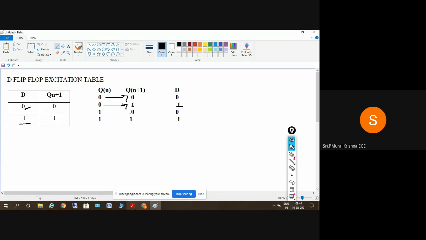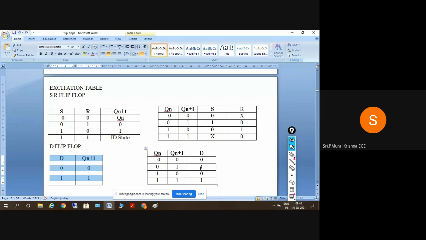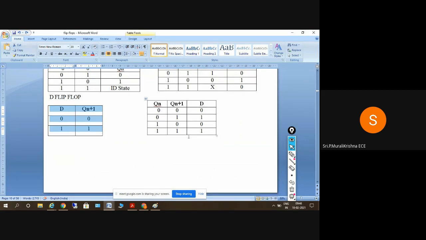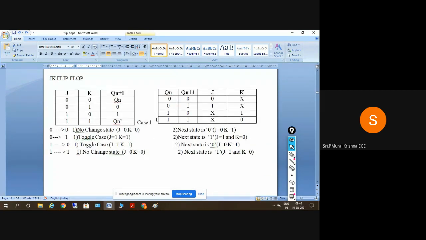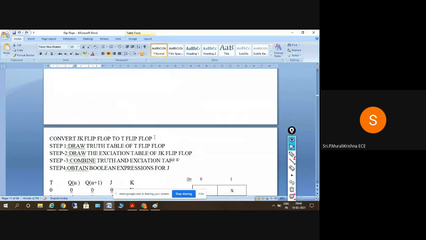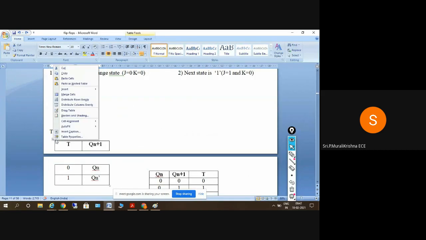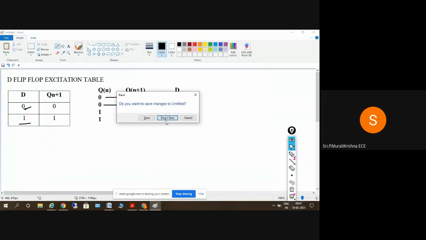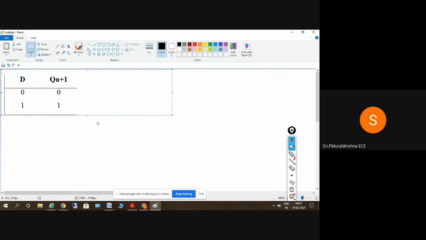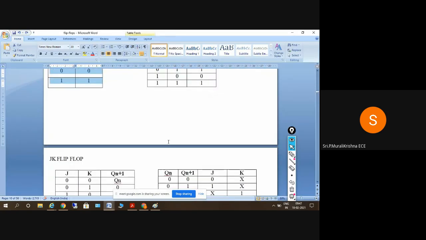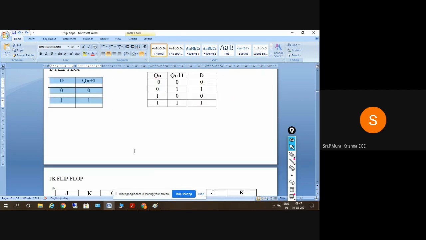So what we'll check here is T flip flop. So please note that next is T flip flop. JK we will see. Meanwhile, we'll see D flip flop also.